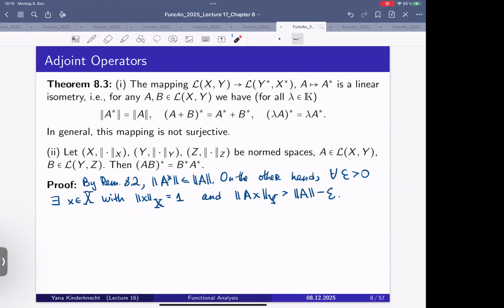Yes, it's clear. Perfect. Now we, of course, use corollaries from the theorem of Hahn-Banach. Namely, we will use Corollary 5.13 of Hahn-Banach.